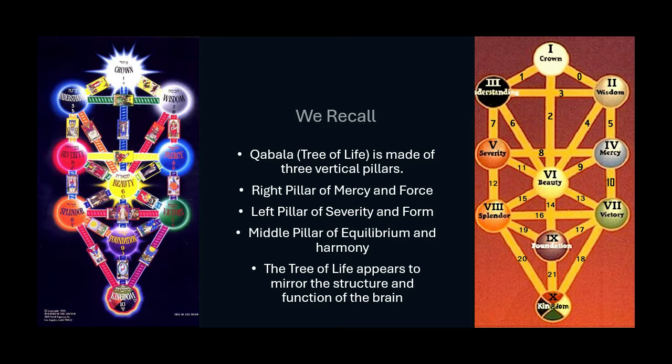We also saw the near seamless mapping of the tree of life, which appears to mirror the structure and function of the brain, with the right hemisphere, the left hemisphere, and the corpus callosum. The Kabbalistic tree of life is structured around three pillars: the pillar of mercy on the right, the pillar of severity on the left, and the pillar of equilibrium in the center. These pillars form the foundational trunk of the tree. Upon them rest the 10 Sephirot.